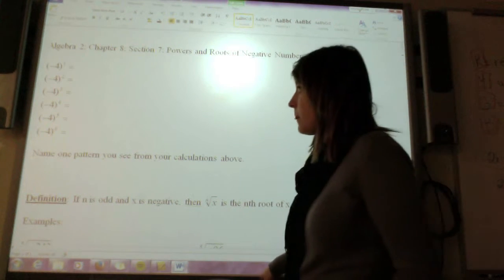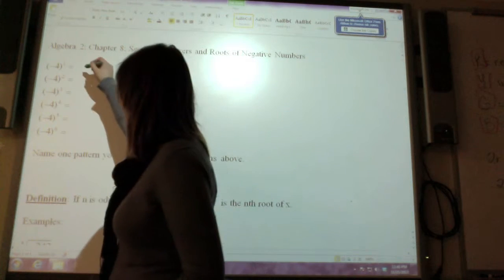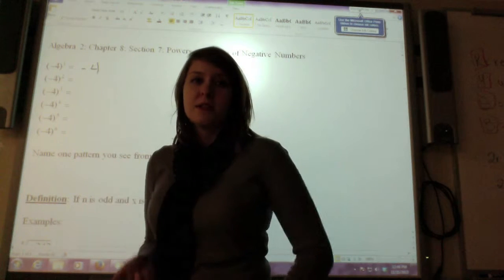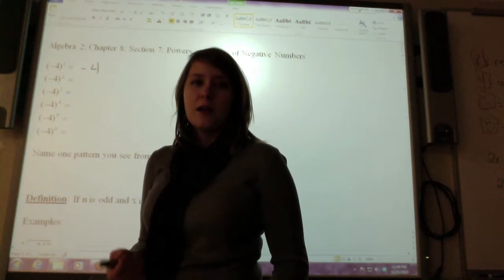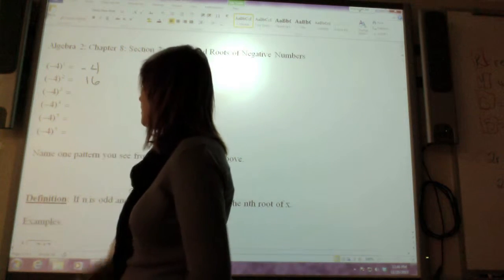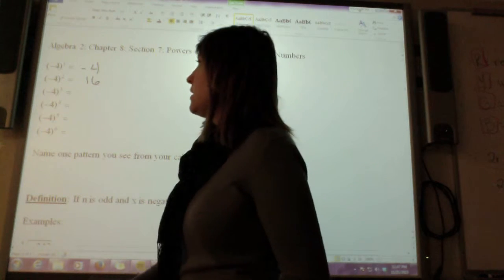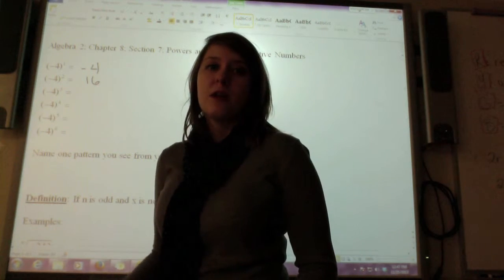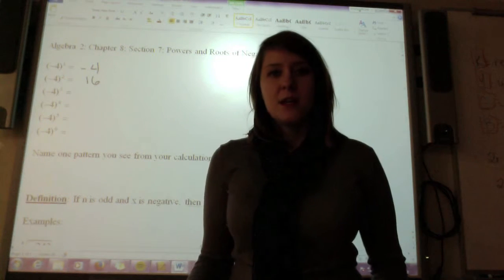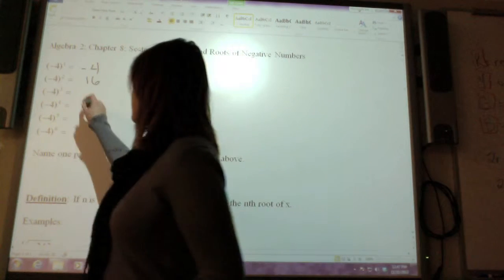Alright, so if I take negative 4 to the first power, that's just negative 4. If I take negative 4 squared, remember that's negative 4 times negative 4, and a negative times a negative is positive, so this would be positive 16. If I take negative 4 cubed, remember that that is negative 4 times negative 4 times negative 4. We already said that negative 4 times negative 4 is 16, so if I take 16 times negative 4, that gives me negative 64.